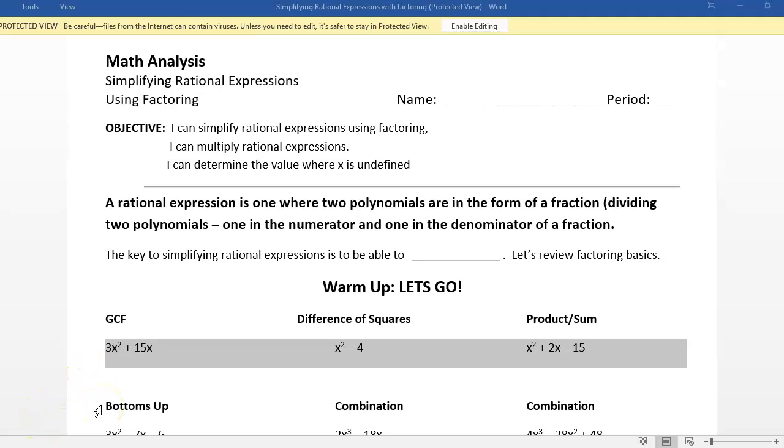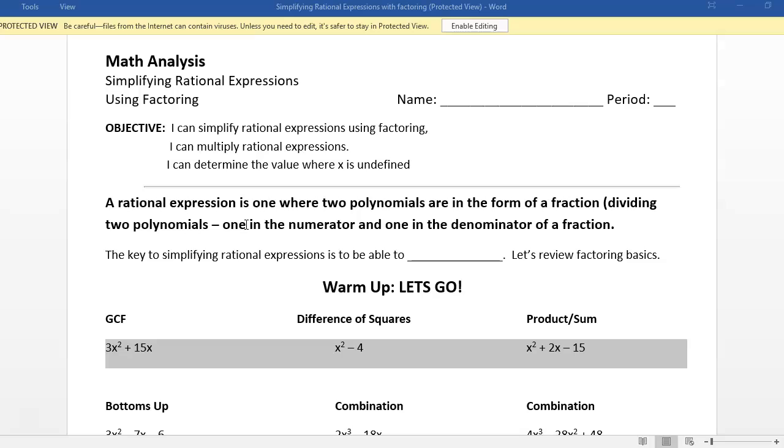Hello, everyone. Today, we are going to talk about simplifying rational expressions using the method of factoring. Our objectives are to be able to simplify rational expressions using factoring, to multiply rational expressions, and to determine the value where x is undefined in a rational expression.